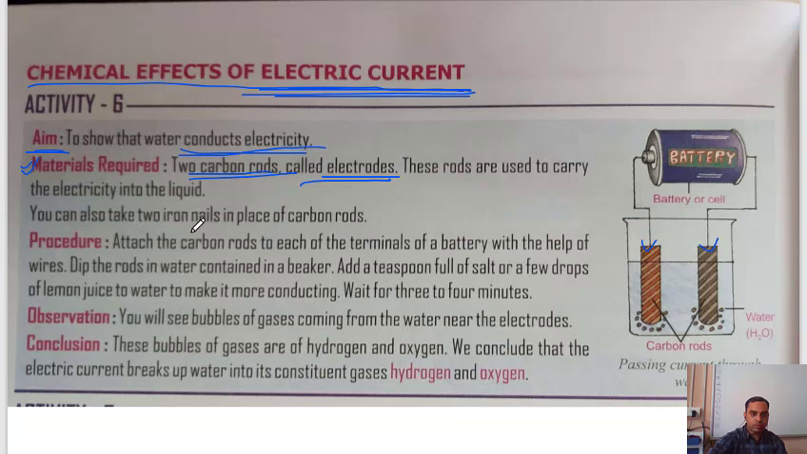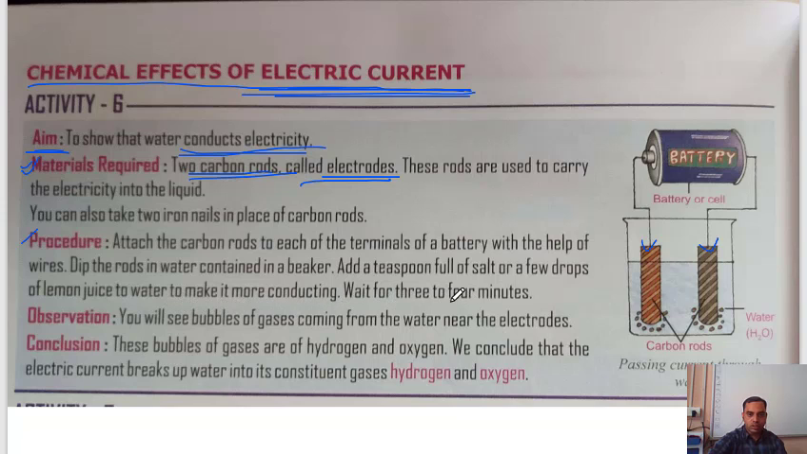You can also take two iron nails in place of carbon rods. The carbon rod can be replaced with iron nails or any other conducting material or conducting medium. Now, what is the procedure? Attach the carbon rod to each of the terminals of a battery with the help of wires. Dip the rods in water contained in a beaker. Add a teaspoonful of salt or a few drops of lemon juice to water to make it more conducting.